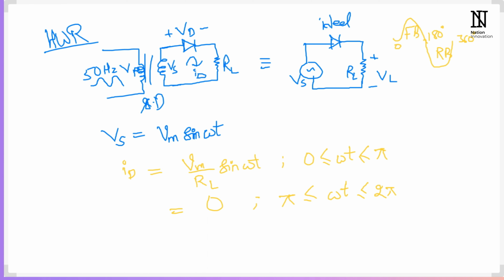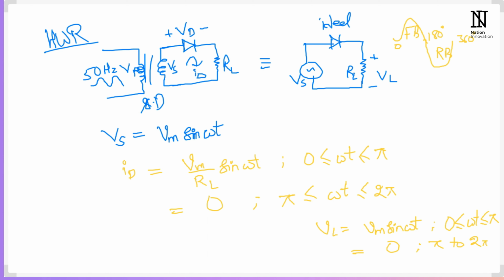Similarly, this id has two parts. If we write the load voltage, which is the voltage across the load resistance, it will also have two parts. Between 0 to pi, it will be Vm sin omega t, and for pi to 2 pi, it will be 0.